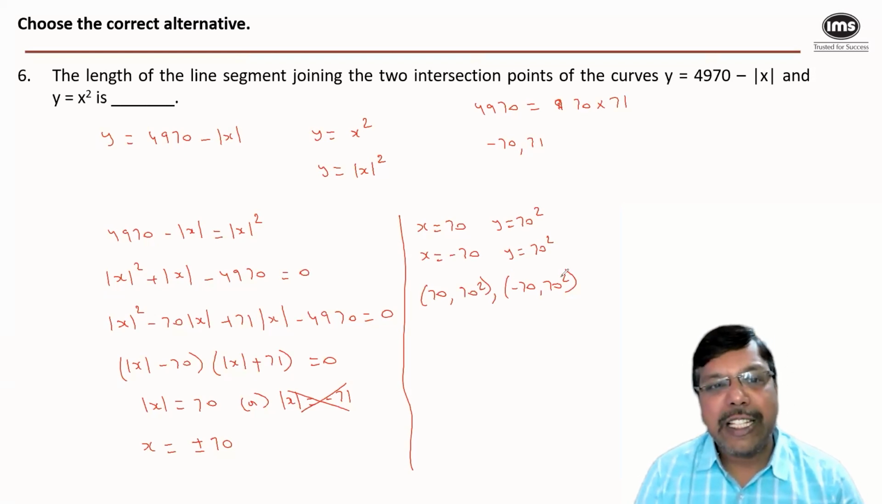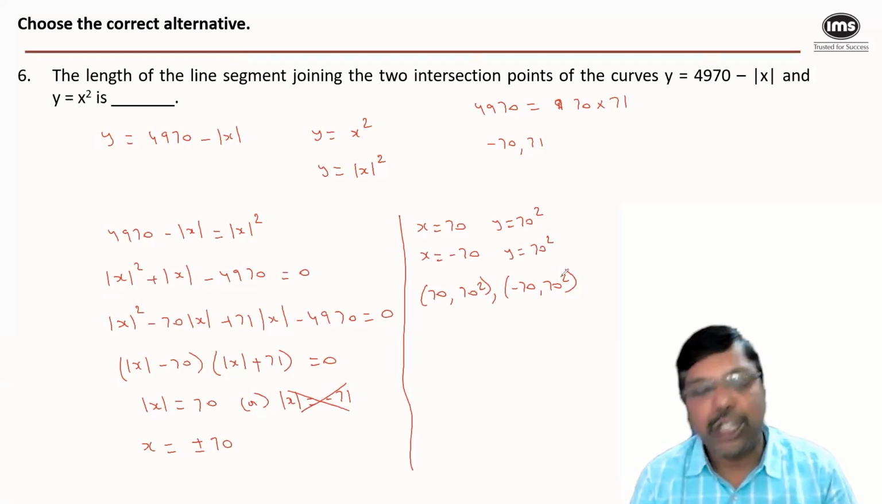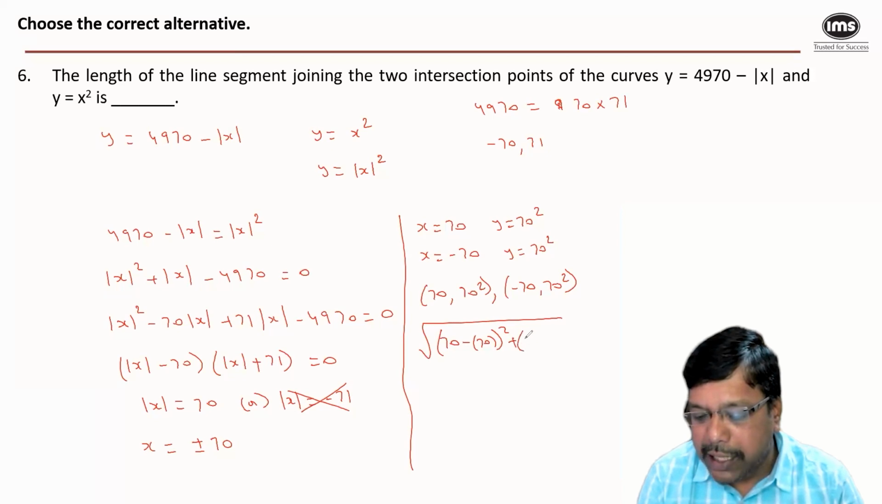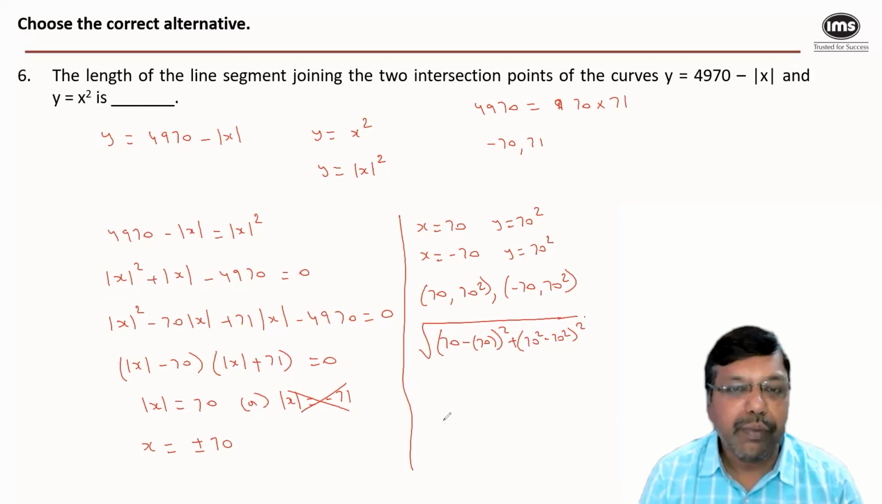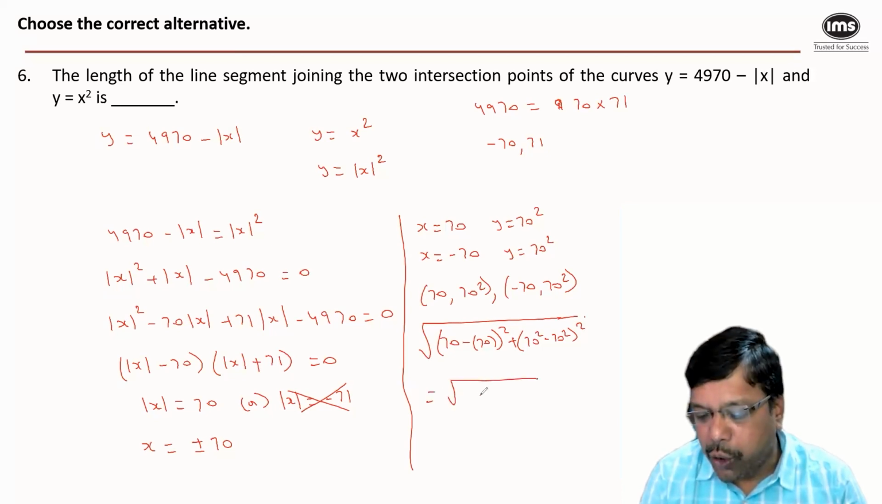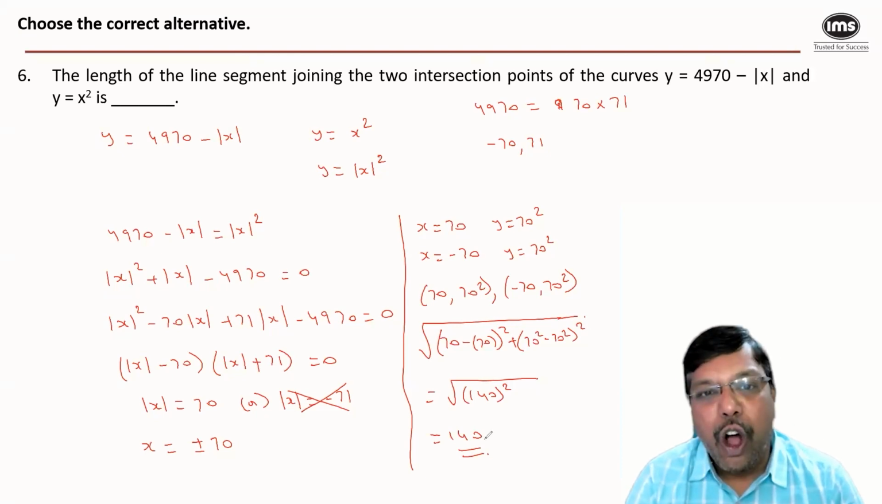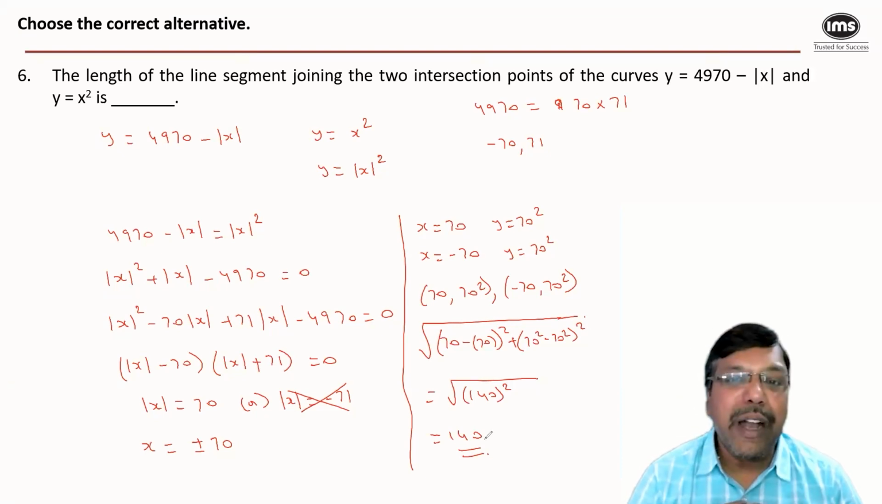Now finding the distance or the length of the line segment joining these 2 points, applying the distance formula, we get square root of 70 minus of minus 70 whole square plus 70 square minus 70 square whole square, which becomes square root of 140 square plus 0. So hence the length of the line segment joining the points of intersection of the given curves is nothing but 140.